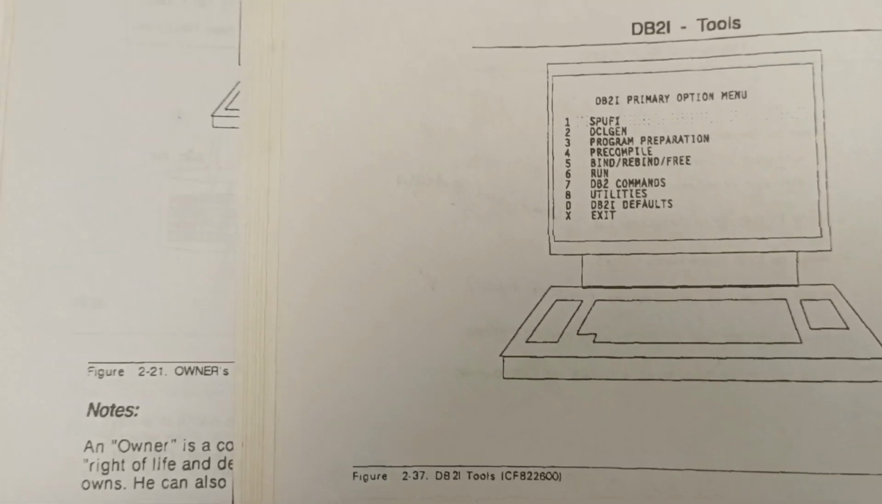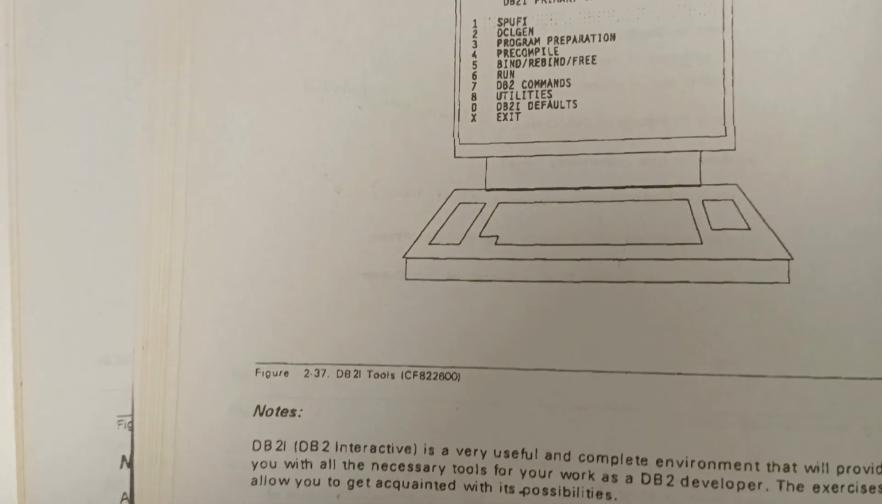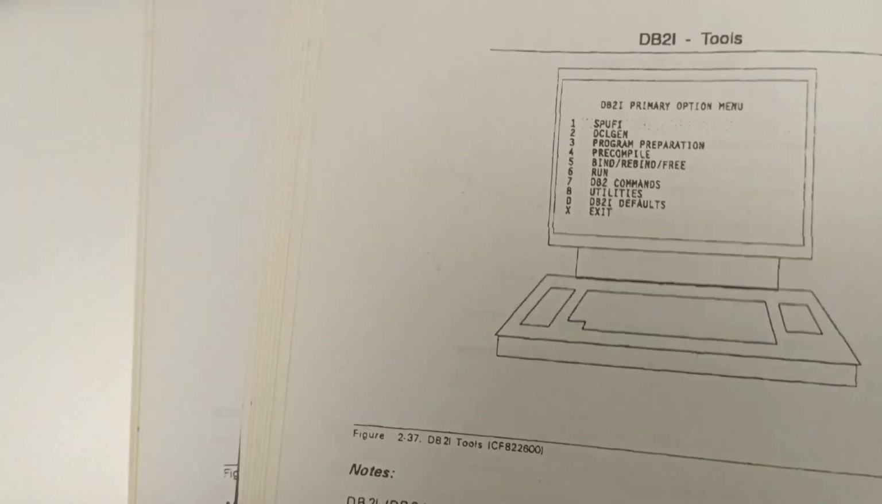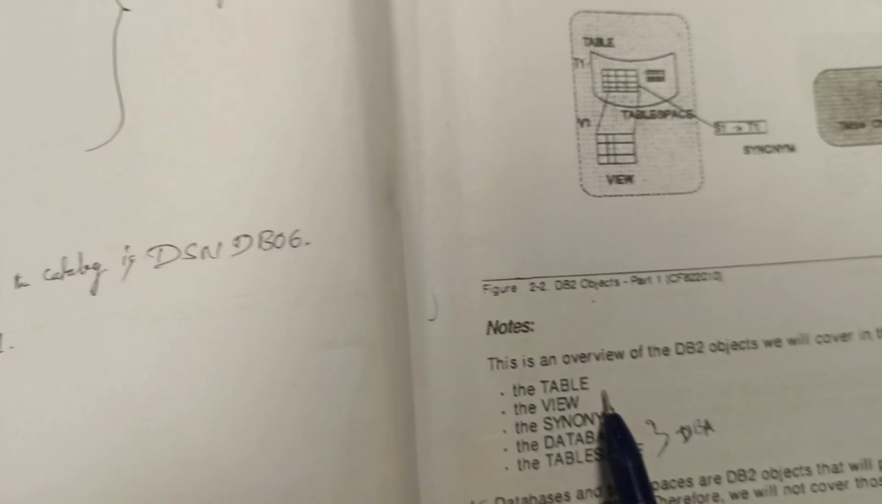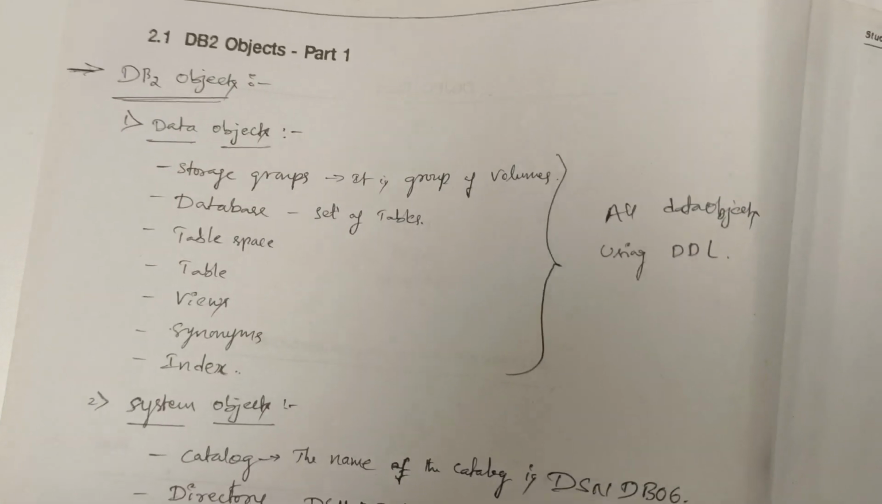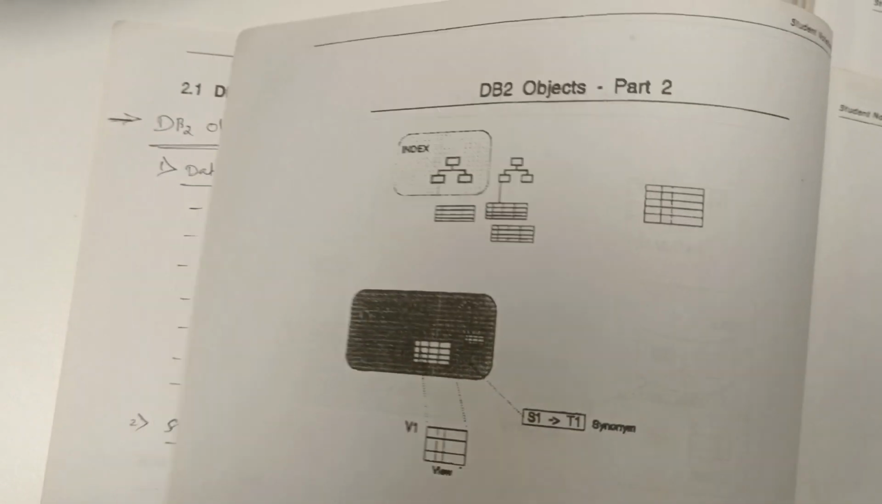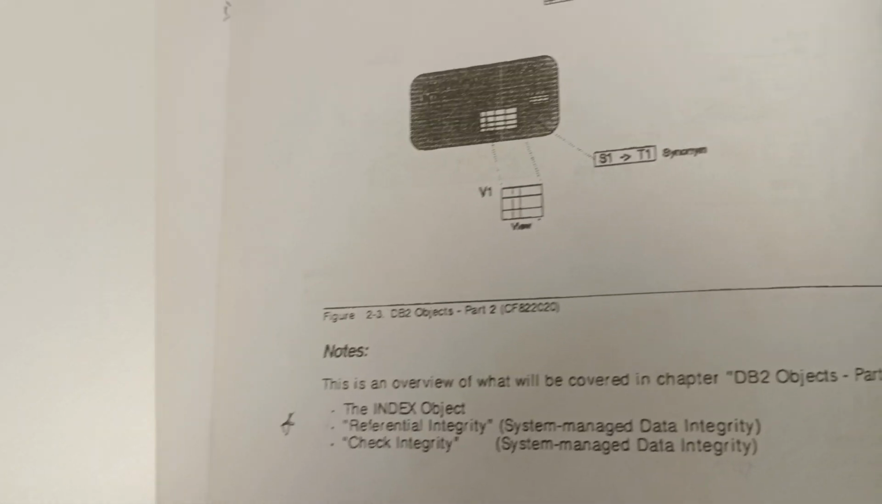That's all, friends, for the database objects in today's session. In the next session I will cover the DB2 database objects for the system defined tables. In this chapter we have covered only the table, view and synonym. In the next chapter we will discuss the index, reference integrity and check constraint.